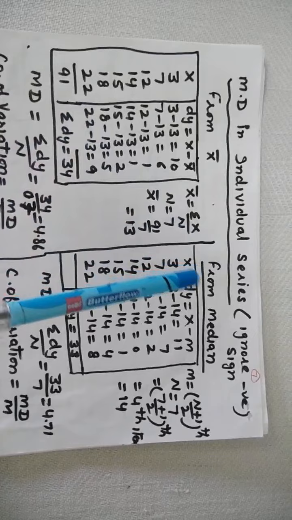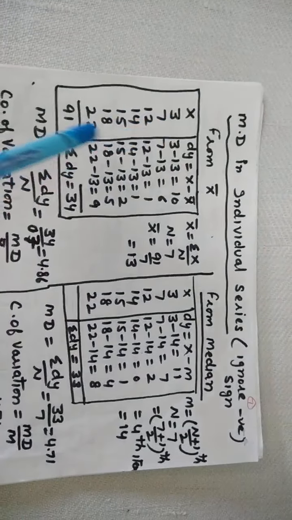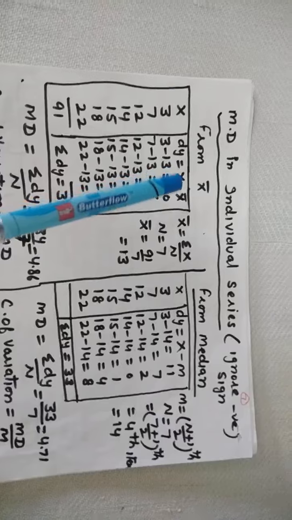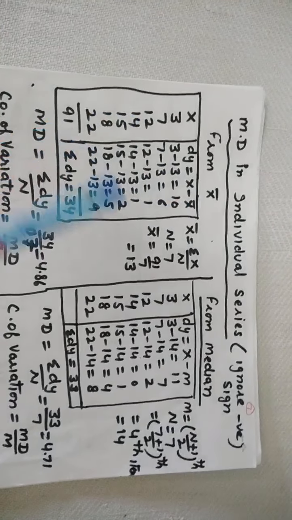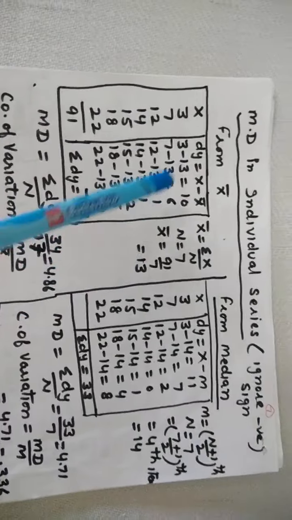Next method is mean deviation. First in individual series, variables are given. First calculate mean. Total of this is 91 and mean is 13. Take deviation from mean, 3 minus 13, 10. Here we are not applying a negative sign because in mean deviation we have to ignore negative sign. So total of this is 34. Mean deviation is summation dx over n. Summation is 34. N is 7, number of variables. And mean deviation is 4.86.